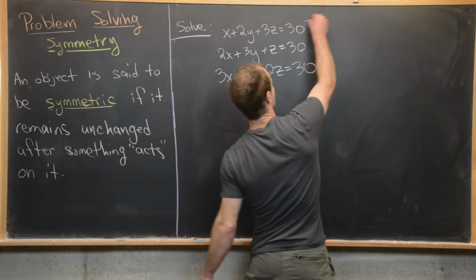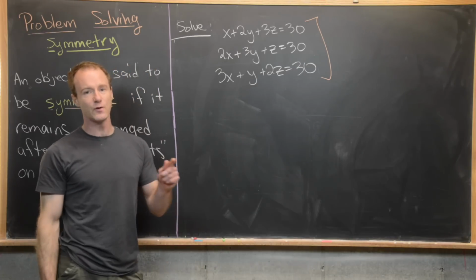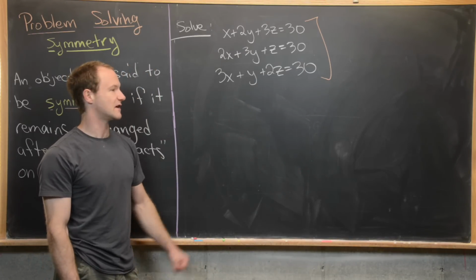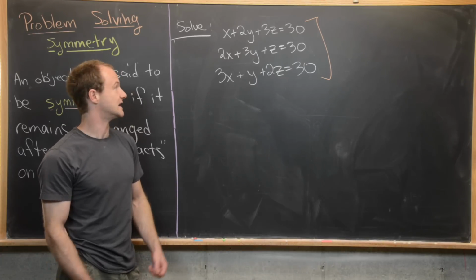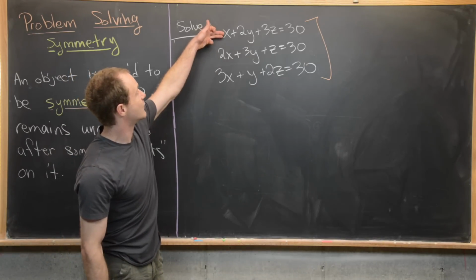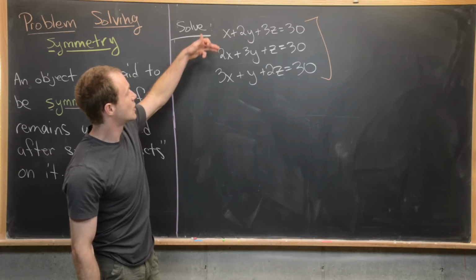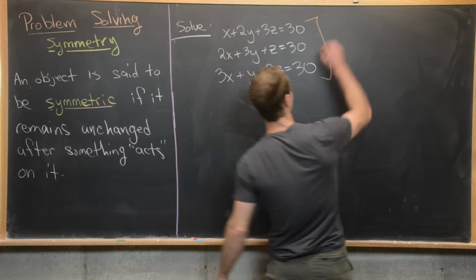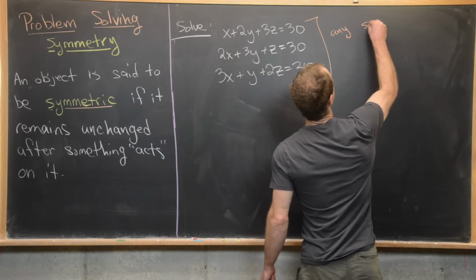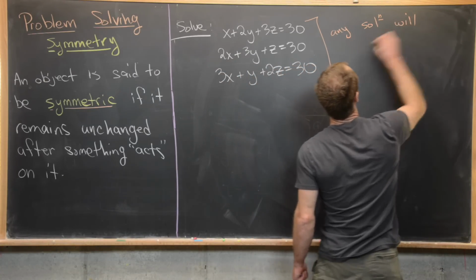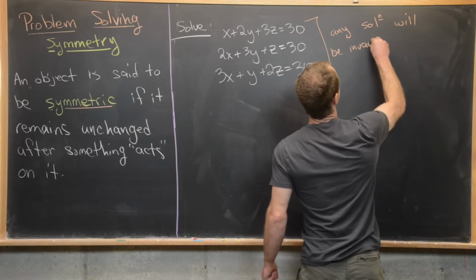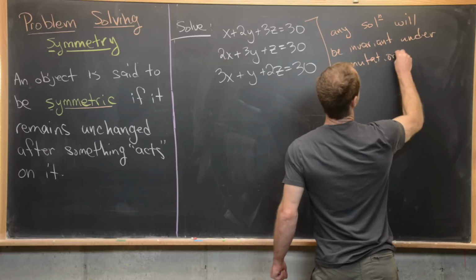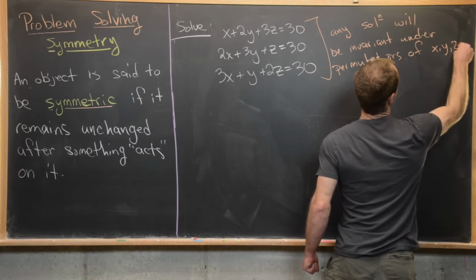And the symmetry that I want to exploit here is to notice that if we have a solution x, y, z, that solution must be invariant as we permute x, y, and z. And that's because notice that if we permute x, y, and z in this equation, we're going to grab one of these other 2 equations. Okay, so let's maybe write that over here. So any solution will be invariant under permutations of x, y, and z.